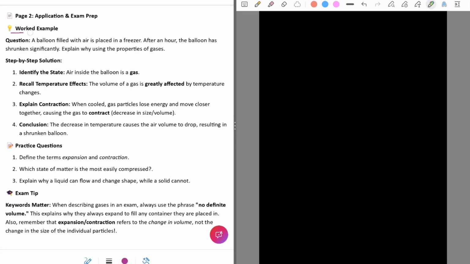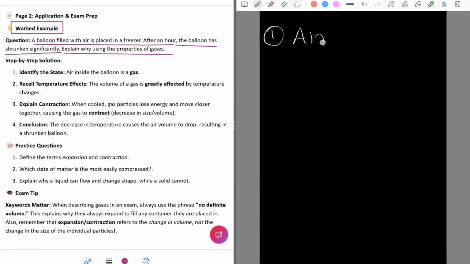Let's tackle this worked example on page 2. A balloon filled with air is placed in a freezer. After an hour, the balloon has shrunken significantly. Explain why using the properties of gases. A balloon in a freezer shrinks significantly. Why? That's the question. So first, identify the states. Air in the balloon is a gas.